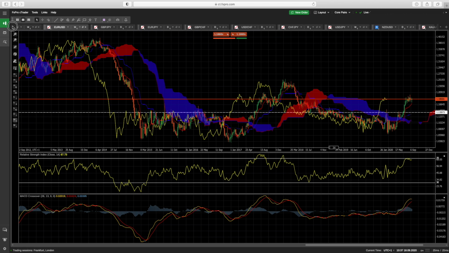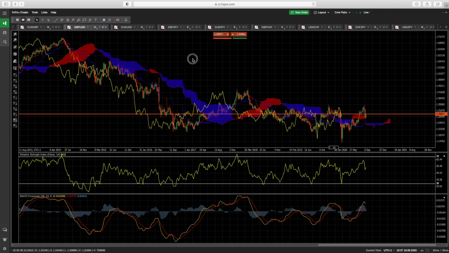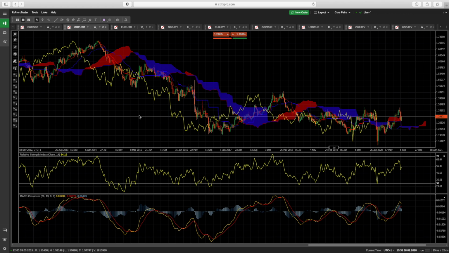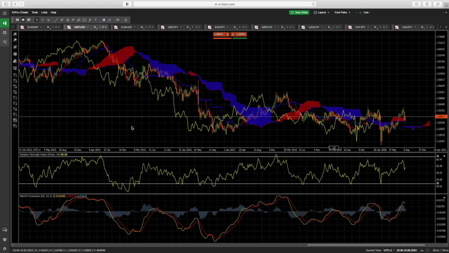Let's show the chart to the left. So on the GBP/USD, and this one is a tricky one. We know that the 31st of December is the deadline for Britain leaving the EU with or without a deal in place. So we are on the weekly chart.